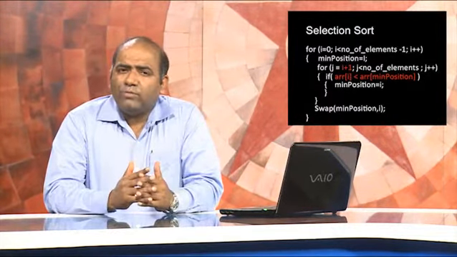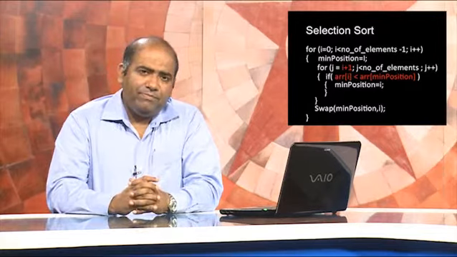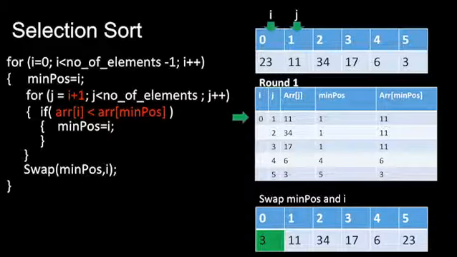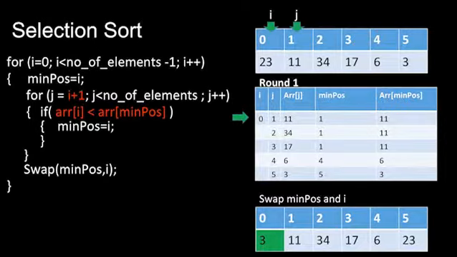Let us walk through this program step by step. We will use a smaller array here with 6 numbers: 23, 11, 34, 17, 6, 3. So, what happens in round 1? i is pointing to 0, j will be moving from position 1 till the end.